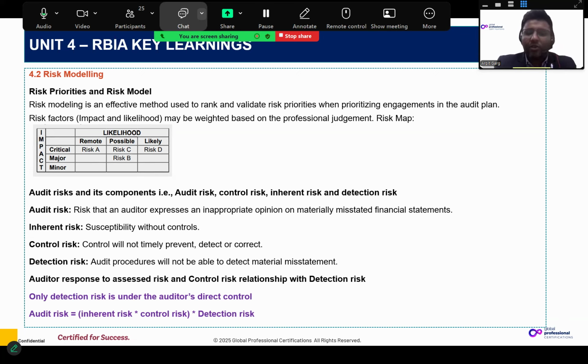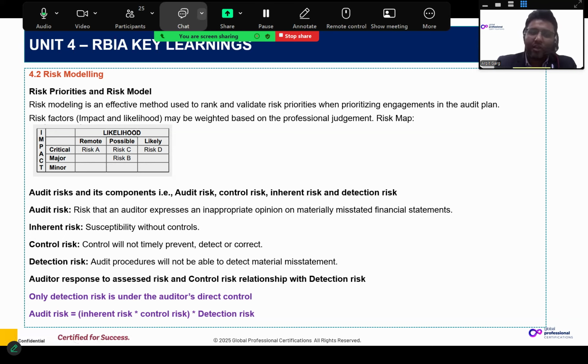People, inherent risk is what? Can you all say that? Inherent risk is susceptibility without controls. Can you all say that? Inherent risk is susceptibility without controls. And then control risk is that controls will not timely prevent, detect, or correct. And detection risk is that audit procedures will not be able to detect material misstatement. People, what is under the auditor's control: inherent risk, control risk, or detection risk?